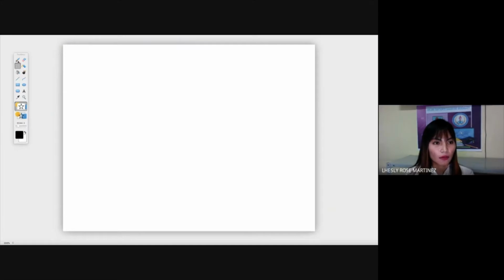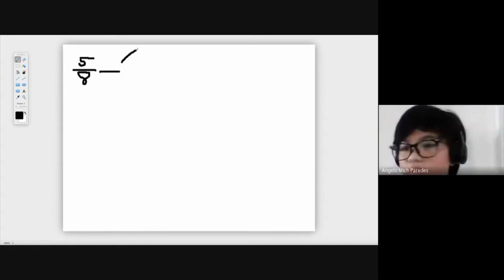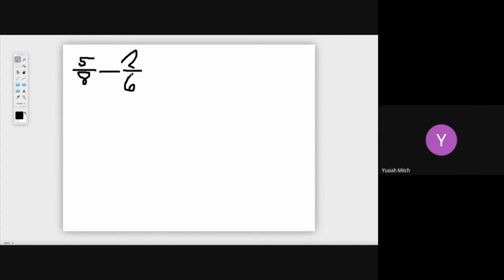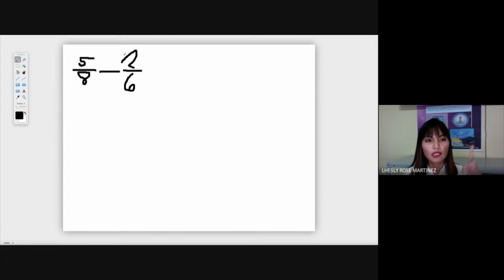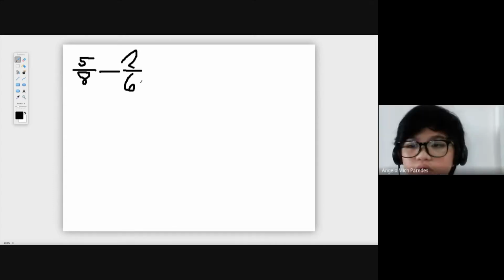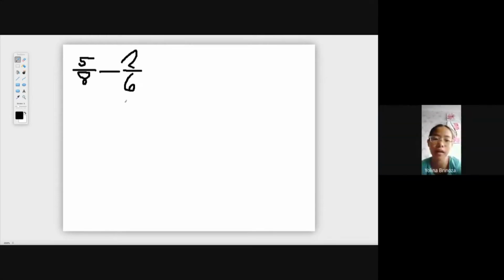Okay. So 5/8 minus 2/6. Nakikita niyo po ba? Opo. Okay, 5/8 minus 2/6. So what is the first step? Since these are dissimilar fractions, so you need to find what? LCD. Okay, very good.